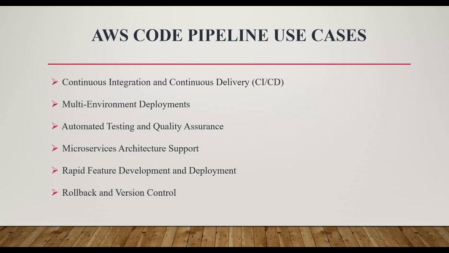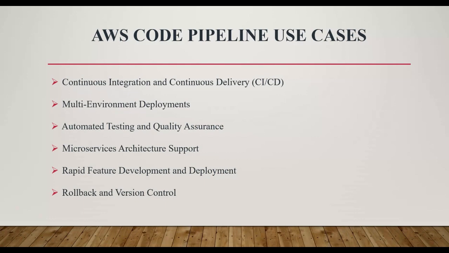The next is automated testing and quality assurance. CodePipeline integrates with tools like AWS CodeBuild and third-party testing services, allowing for automated testing during each phase of the pipeline. This helps catch issues early in the process, reducing the risk of errors reaching production.